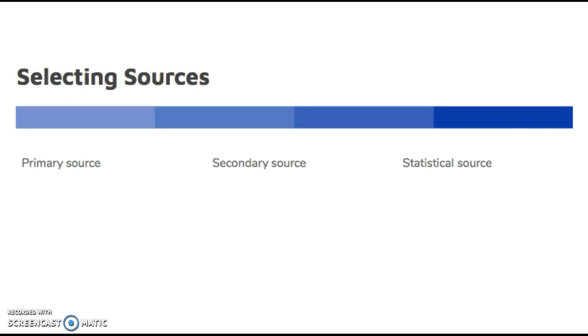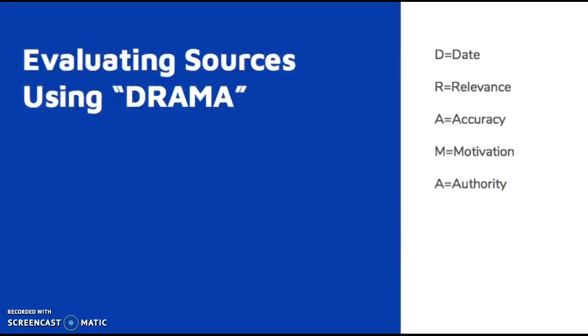There are three different types of sources: primary source, secondary source, and statistical source. The next step is to evaluate sources using JAMA, which stands for date, relevance, accuracy, motivation, and authority.